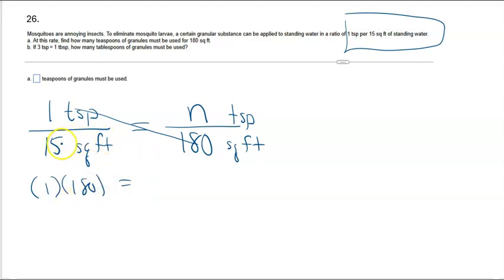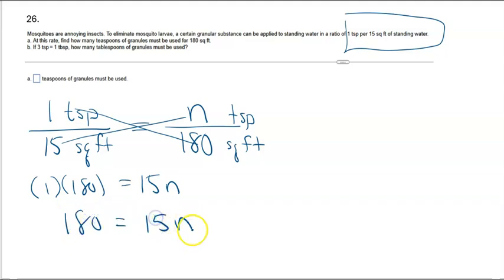And on the other side, I have 15 times N. Remember, you simplify the side opposite the N value. 1 times 180 is 180. Remember, what do we do next? You always divide by the number in front of your variable or your N value. So divide both sides by 15.